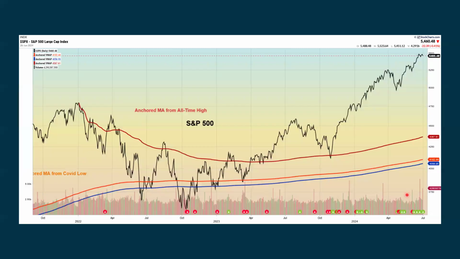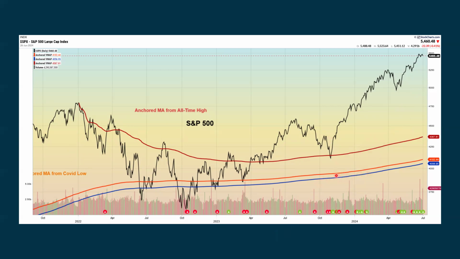This is an anchored moving average, which is different than a regular moving average. Regular moving averages look at the current price and then calculate backwards. With an anchored moving average, you go back to some kind of a high or low in the past, and then it projects that moving average going forward. We're way far above this anchored moving average going back to the previous all-time high, and all of the lines are going up, and so that's positive.